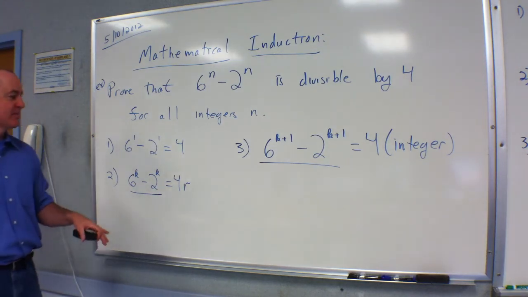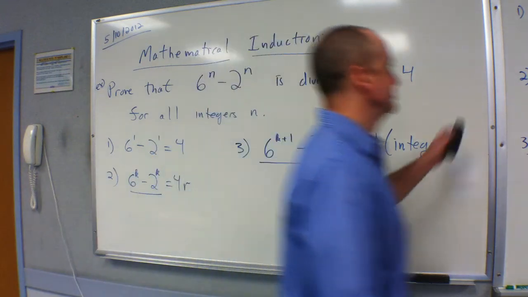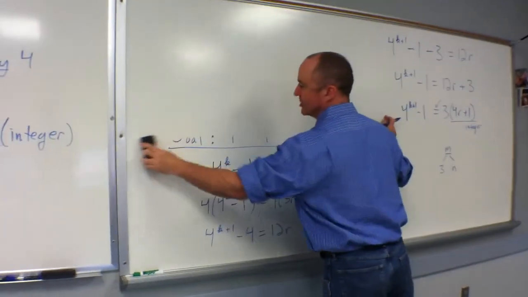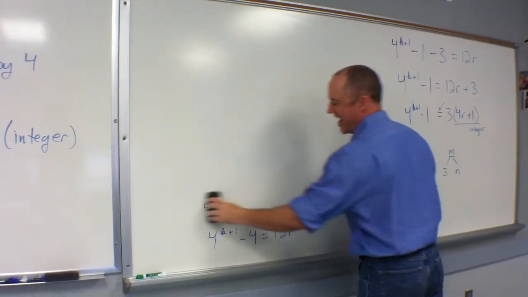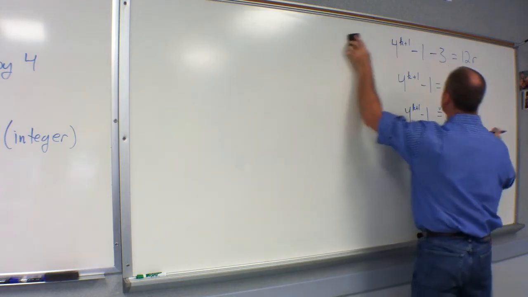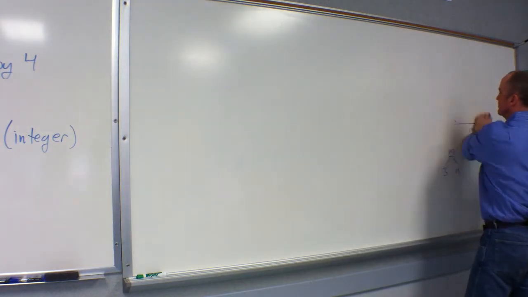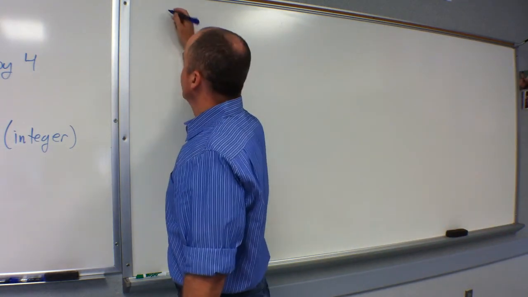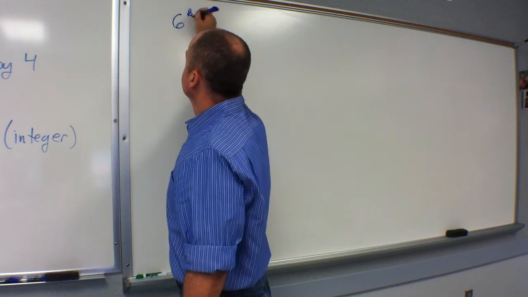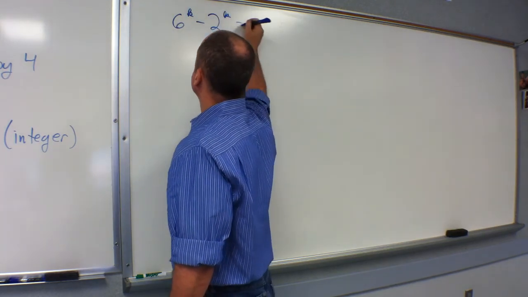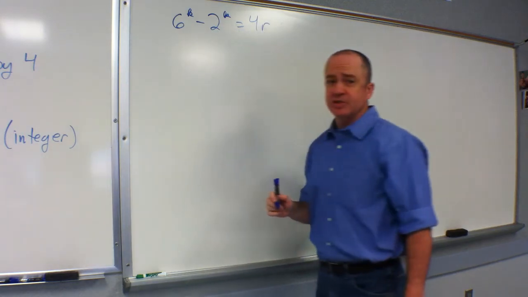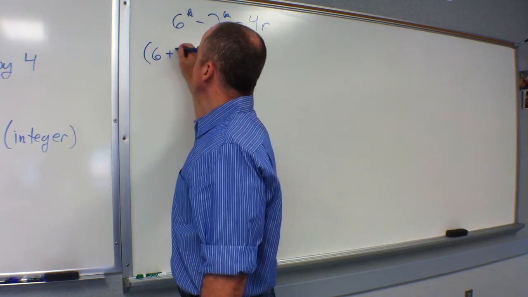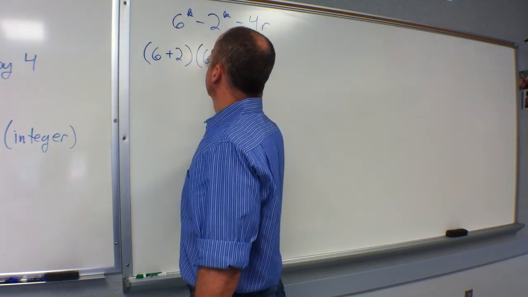Okay, but there is something kind of magical you can do. Are you ready for this one? Who remembers the idea of the complex conjugate from imaginary numbers? It was based in the difference of squares rule. This is a little bit like this. So here's what I'm going to do. I'm going to take 6 to the k minus 2 to the k equals 4r. I'm going to rewrite my assumption. I am going to multiply both sides by 6 plus 2, not 6 to the k plus 2.